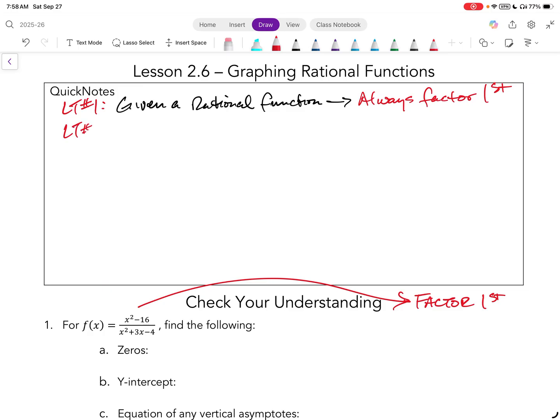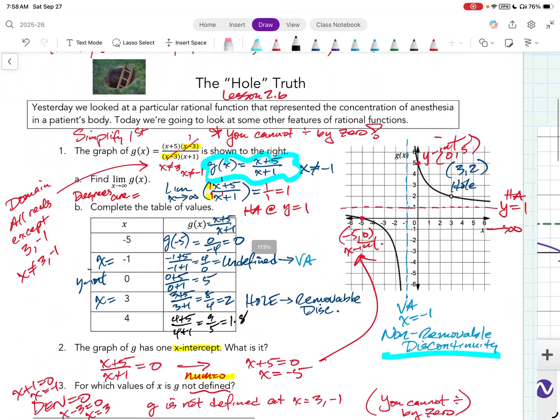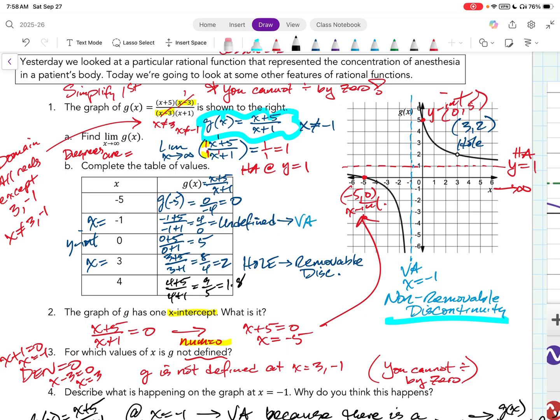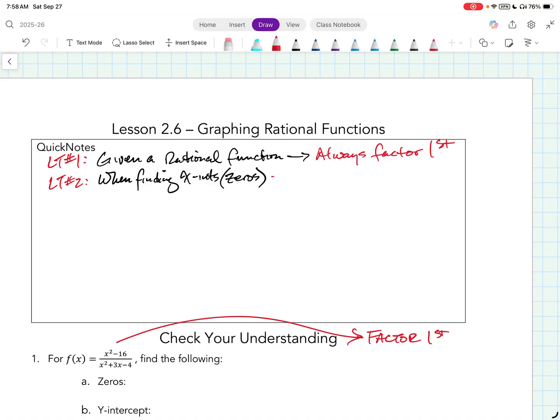Second one, learning target number 2. All right, so what did we do? So we talked about x-intercepts. Okay, so when finding x-intercepts, which are called zeros, let's go back to the lesson here. What did we do here? So learn from the example. When we found, look at number 2 now, when we found the x-intercept, it's where the numerator is equal to 0. So just set it equal to 0 and solve for it. You get your x-intercept. Okay, let's write that down. So here, set numerator equal to 0 and solve.